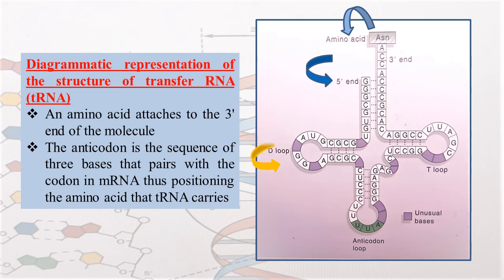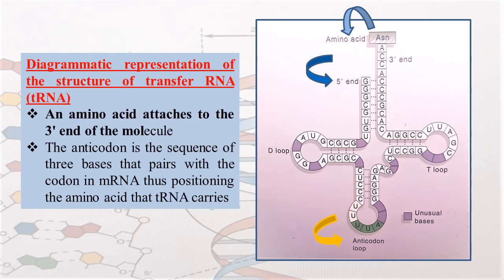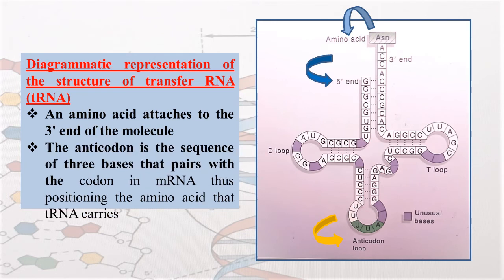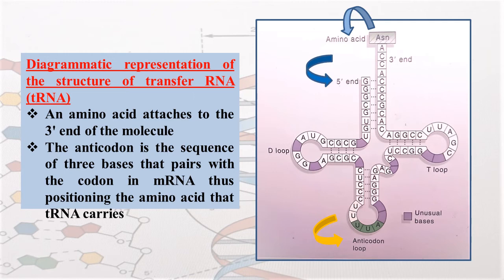An amino acid attaches to the 3' end of the molecule, which is indicated here in the form of an arrow. The anticodon is the sequence of 3 bases that pairs with the codon in messenger RNA, thus positioning the amino acids that transfer RNA carries.